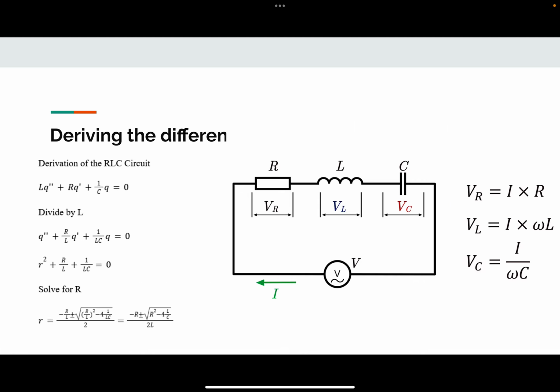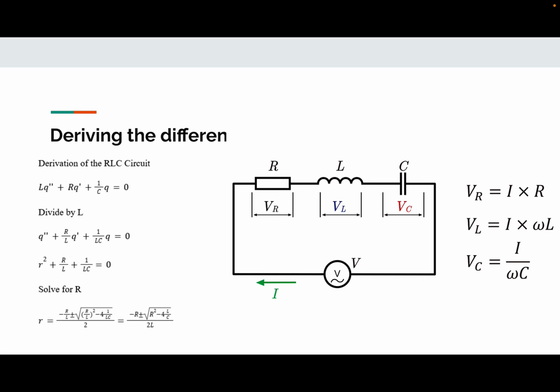Now, when deriving the differential equations, we start off with Kirchhoff's voltage law. You can see here LQ double prime plus RQ prime plus 1 over C Q equals 0. And we divide it by L to get the standard second order ordinary differential equation, as we see right under it: Q double prime plus R over L Q prime plus 1 over LC Q equals 0.